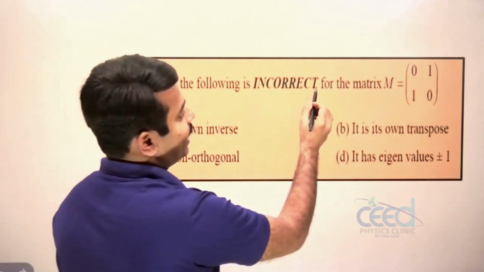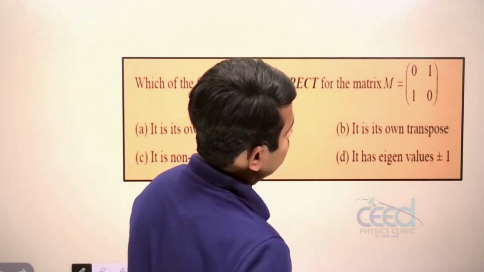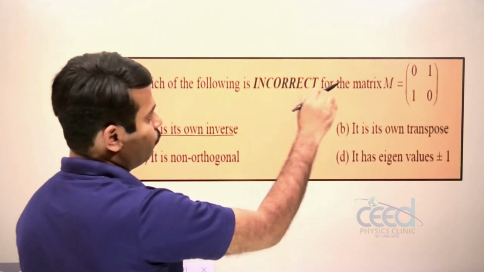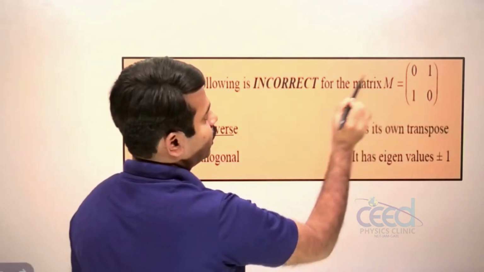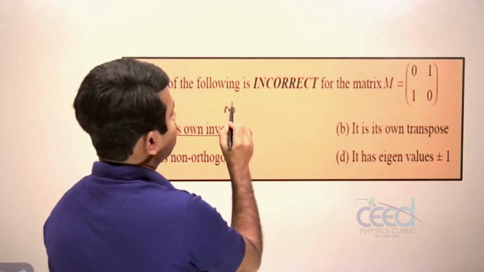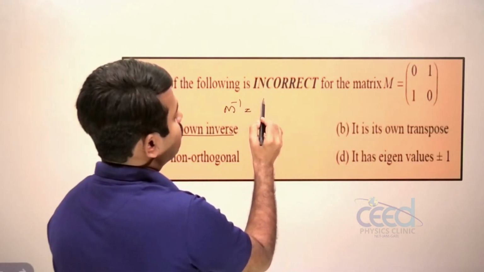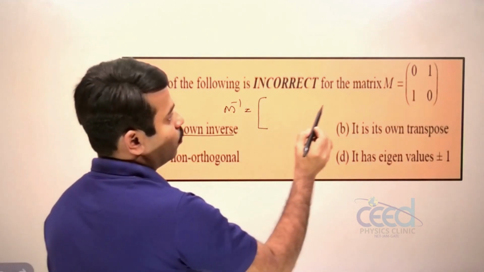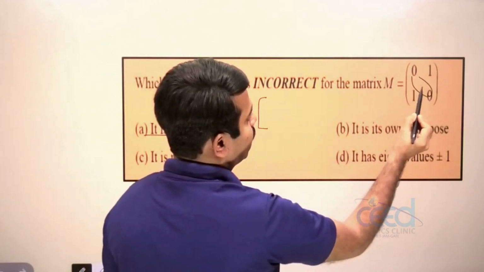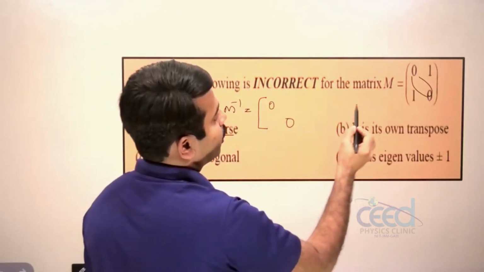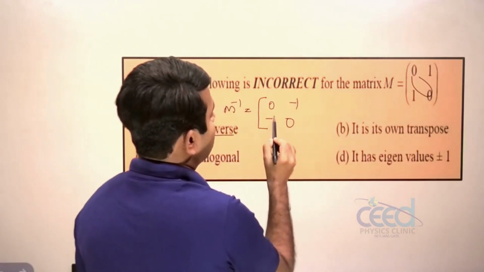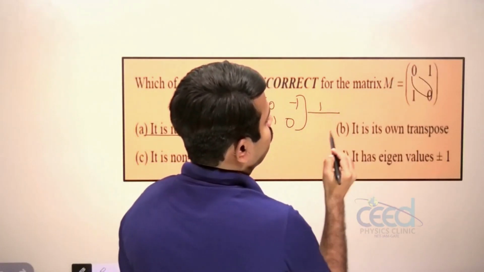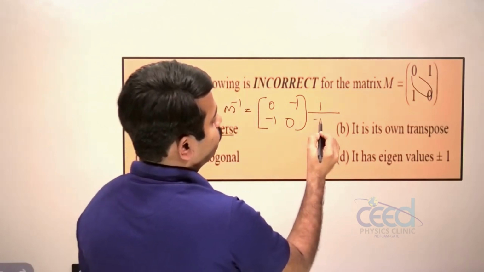Which of the following is incorrect for the matrix M? It is its own inverse. That means if you find the inverse, it should be the same. What is M inverse? M inverse is given by the second-order matrix inverse calculation: interchange the diagonal elements, change the sign of the off-diagonal elements, and divide by the determinant of M. What is the determinant? 0 times 0 minus 1, that is minus 1.